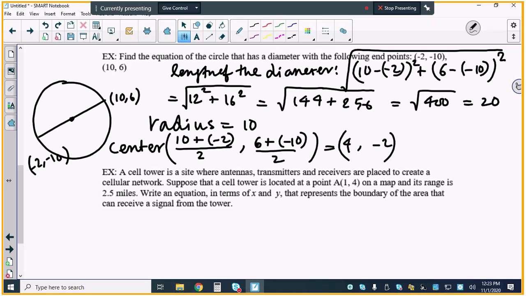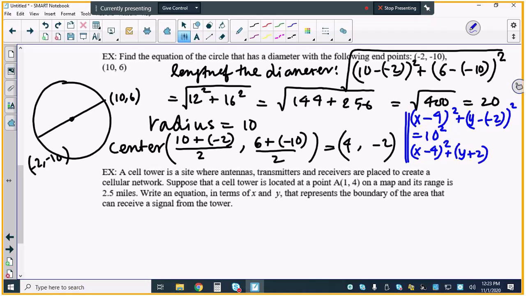So the equation of the circle is what I want. And I will say that the equation of the circle is (x - 4)² + (y - (-2))² = the radius 10 squared. So I get (x - 4)² + (y + 2)² = 100 as the standard form of the circle. Then, as you know, you can FOIL this and get the general form.